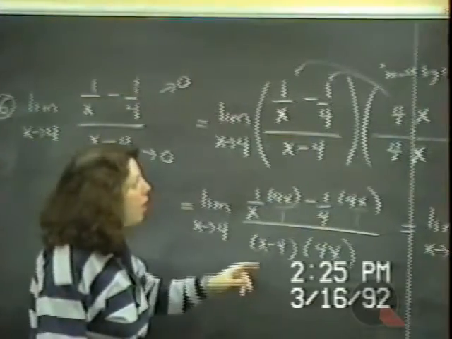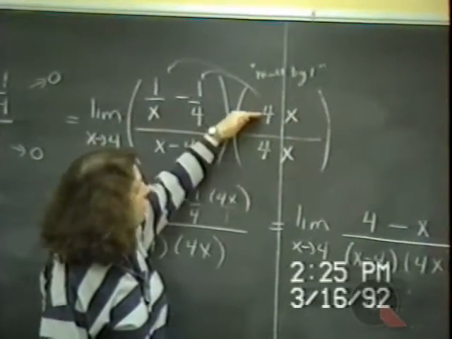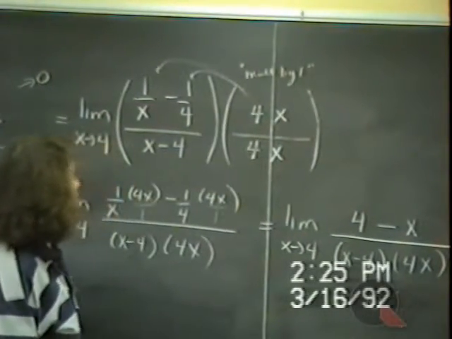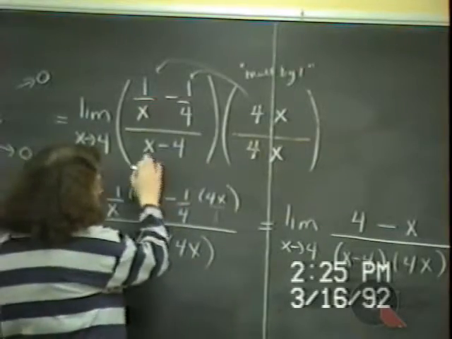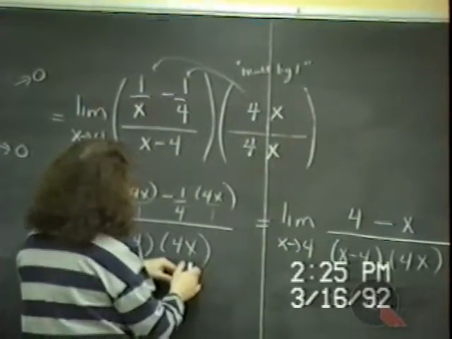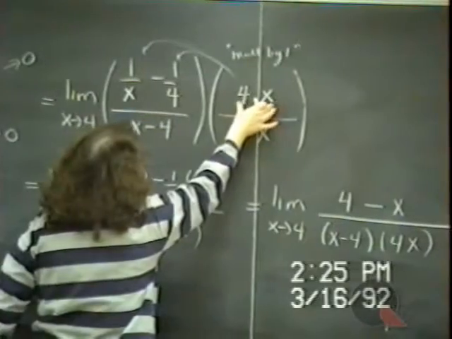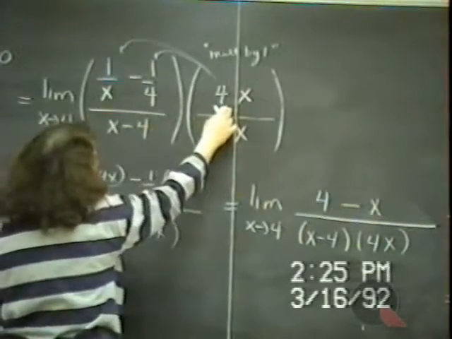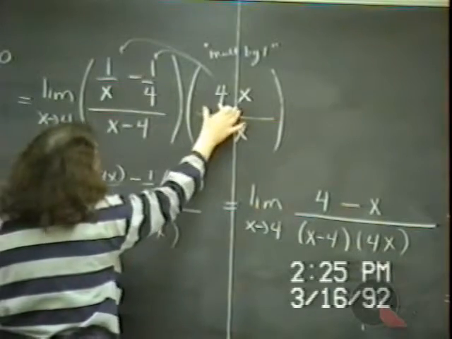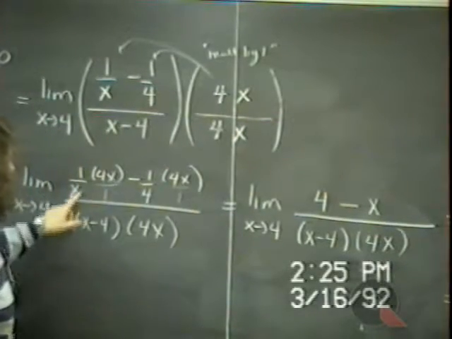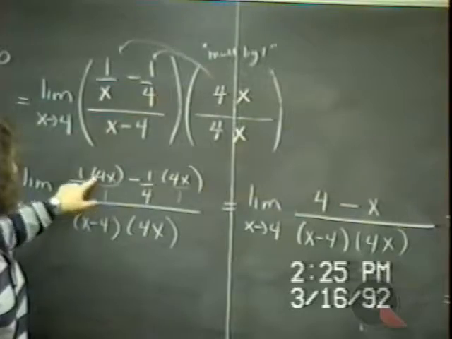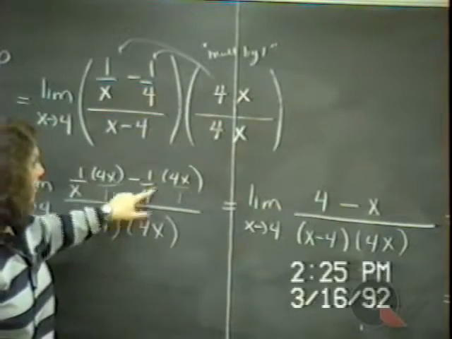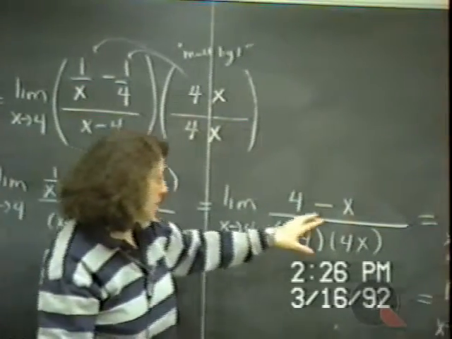The trick was to multiply by 1 in the form the product of the denominators over the product of the denominators. The denominator was x minus 4 times 4x, no problem. The numerator, the 4x, had to be distributed through the parentheses. So we had the 1 over x times the 4x minus the 1/4 times the 4x. Here, the x's canceled. We were left with a 4. Minus here, the 4's canceled. We were left with an x.